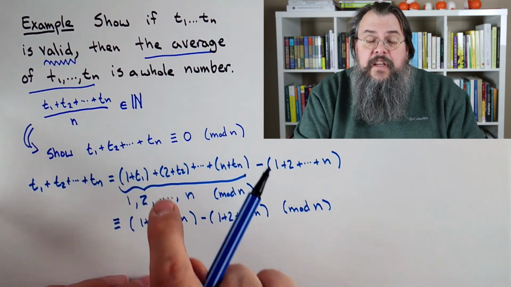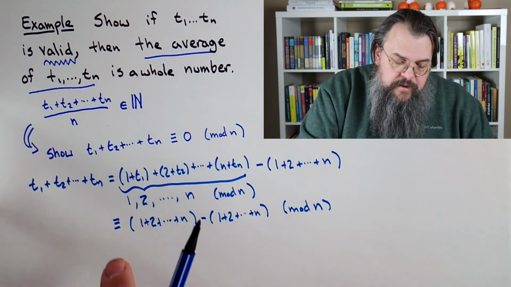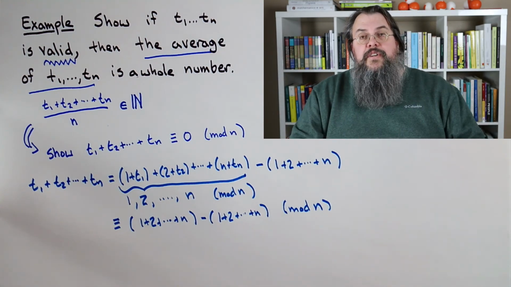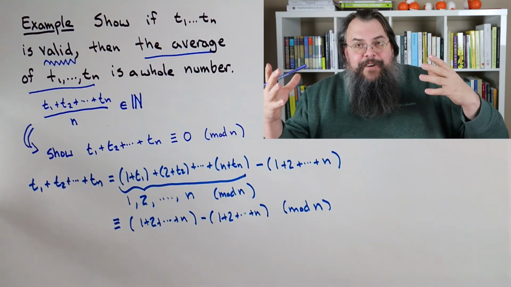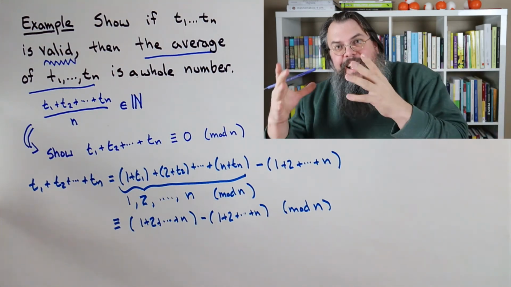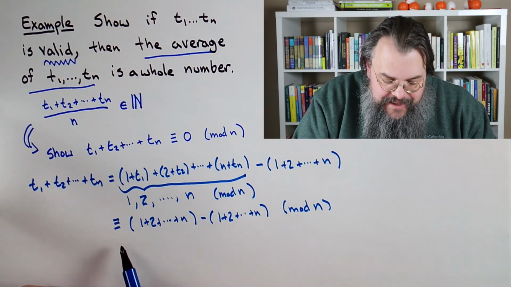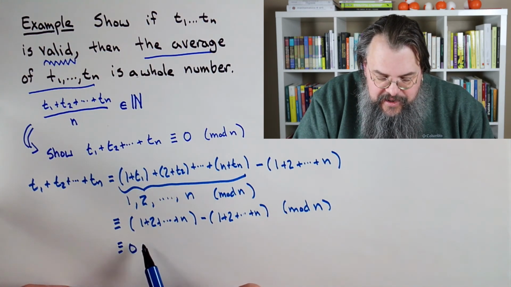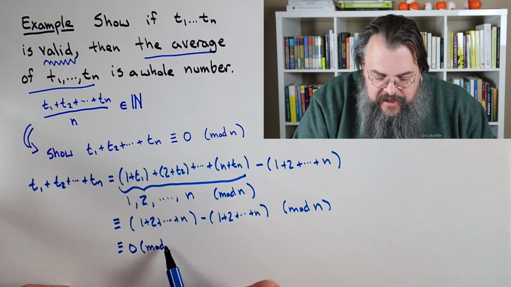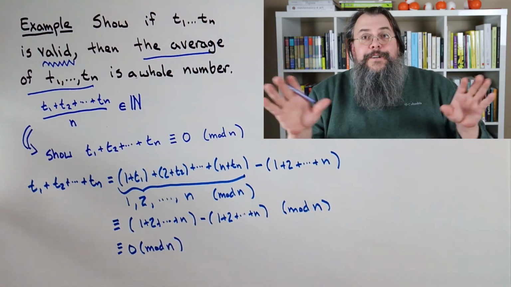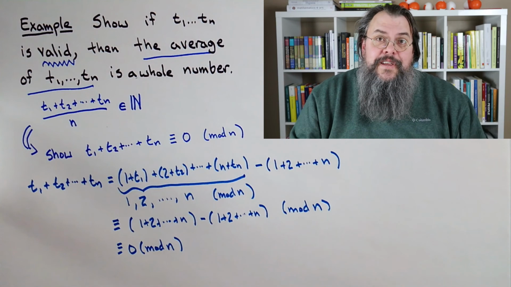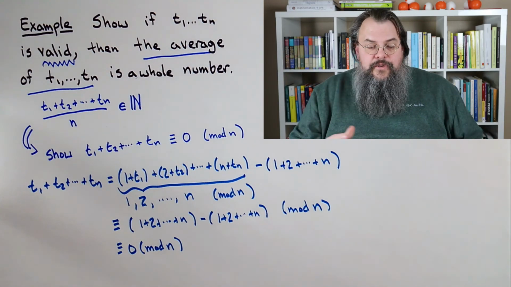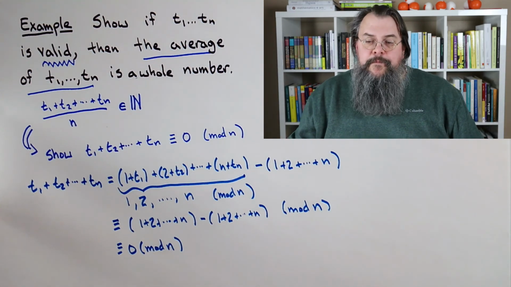So the first step is an equal. The second step is an equivalence, where we're using modular arithmetic. But now we say, aha, if I add a bunch of things and then I subtract those same bunch of things, that's 0. And now we're done. We showed what we wanted to show. So this is great. Well, why?